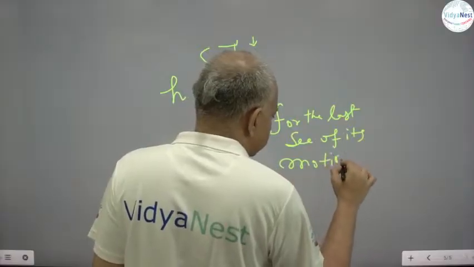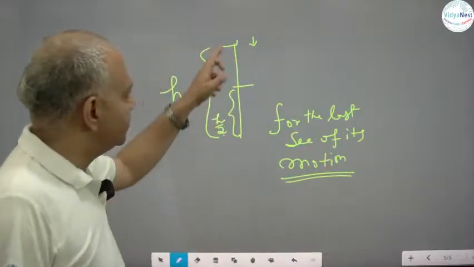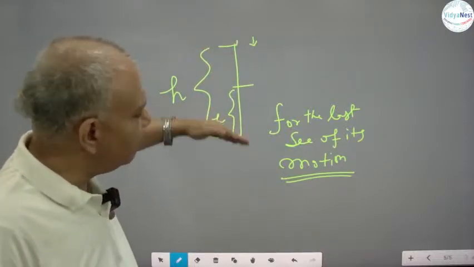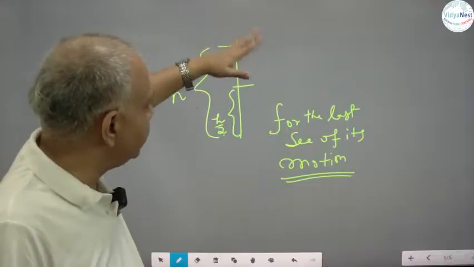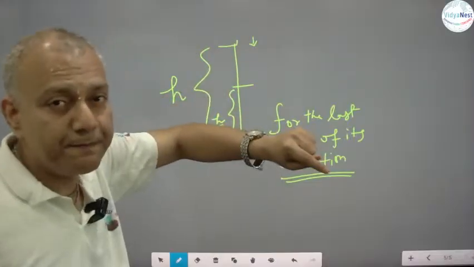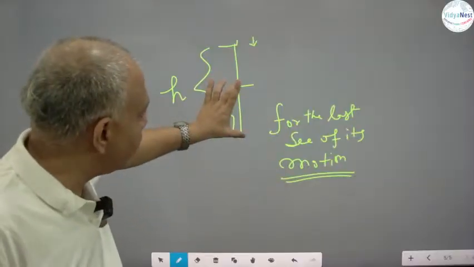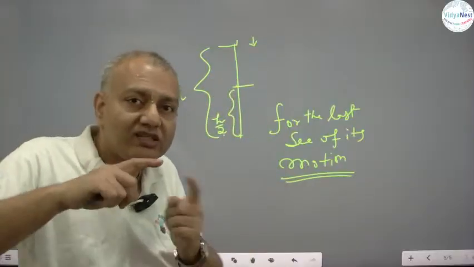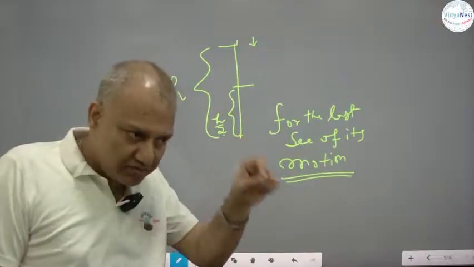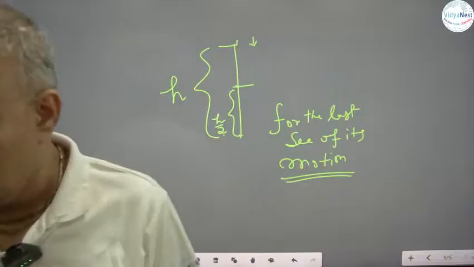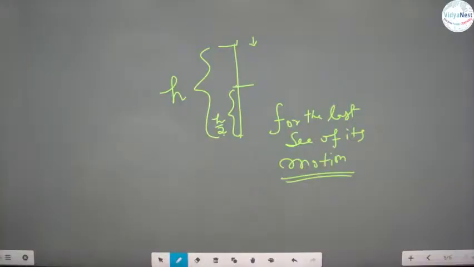So what the question is telling is: if the total height of the tower is h, and the falling object takes a time t, then in the last second it has gone h by 2 distance. Half of the height has been traveled in just the last second. Children, do you understand the question? I think you understand. So the question is: what is the total time?